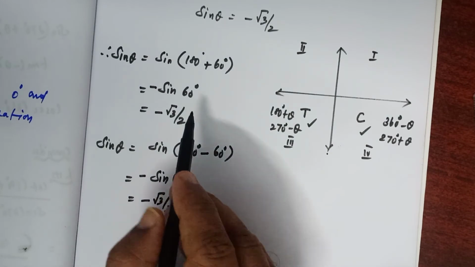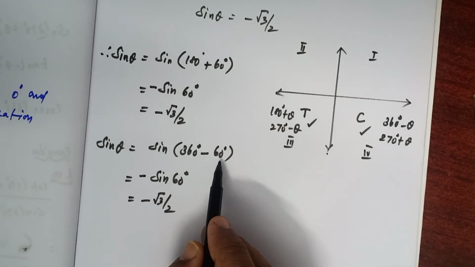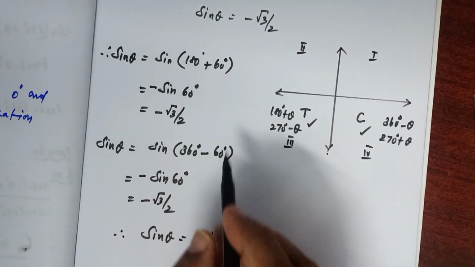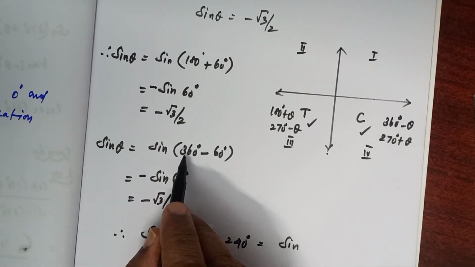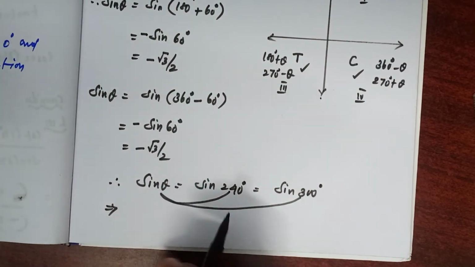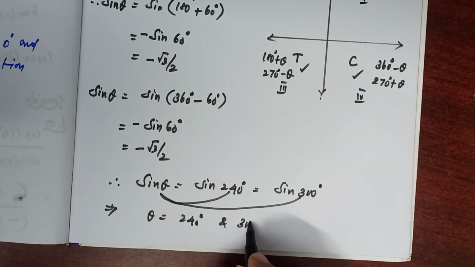So, two angles are there. What are they? 180 plus 60, that is equal to 240. 360 minus 60, that is equal to 300. Therefore, write sin theta equals sine of 180 plus 60, that is 240, equals sine of 360 minus 60, that is 300, which implies theta equals 240 degrees and theta equals 300 degrees.